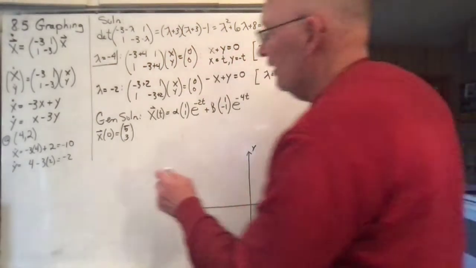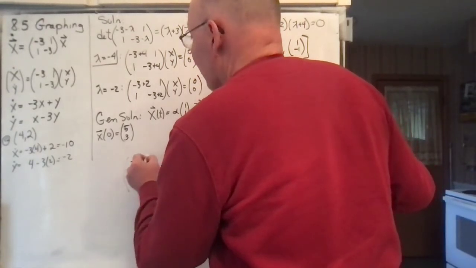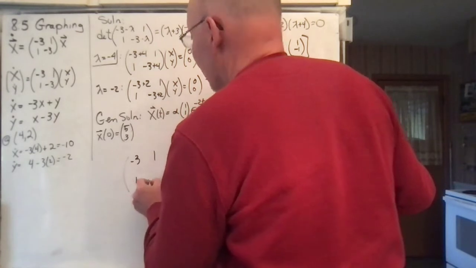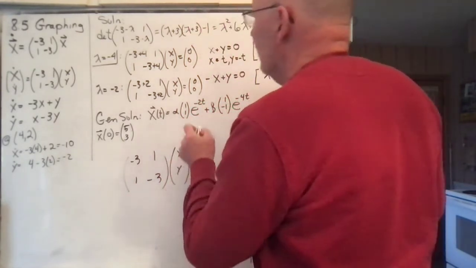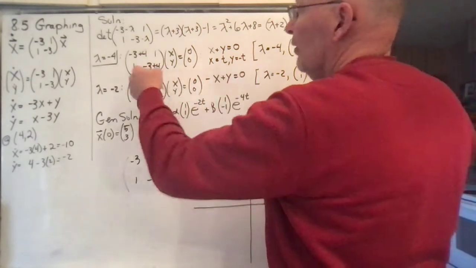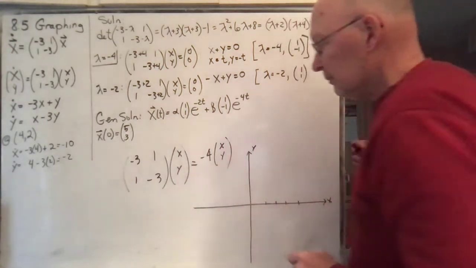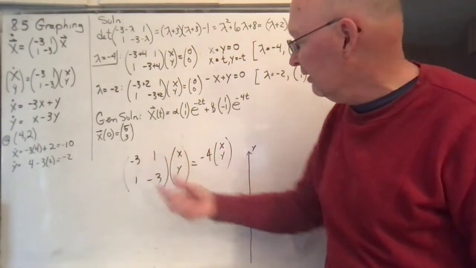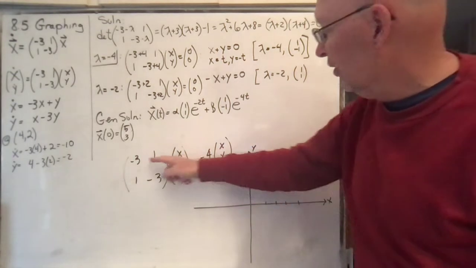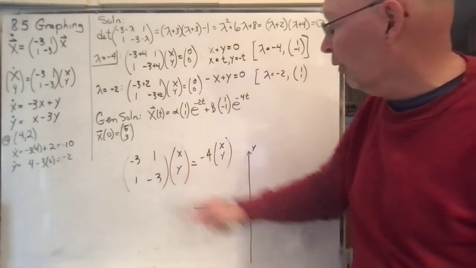And the reason why is because you start off with 3, negative 3, 1, 1, negative 3, times x, y is equal to, what's our eigenvalue? Our eigenvalue is negative 4 times x, y. And if you just take this and move it over to this side, it effectively becomes a negative 4 right there and a negative 4 right there.